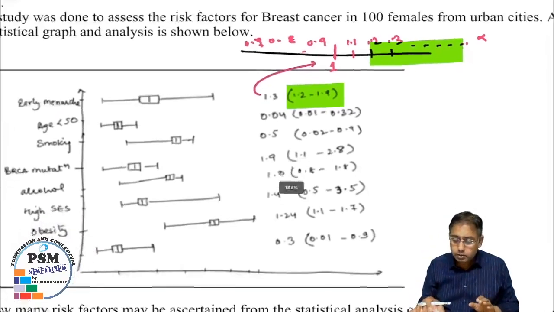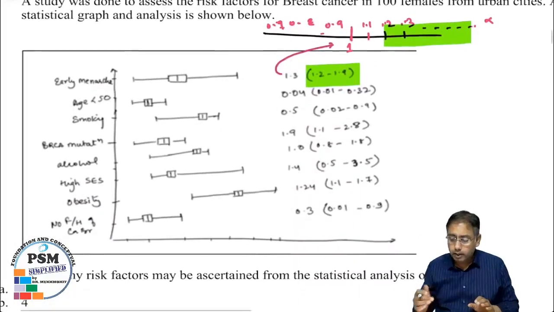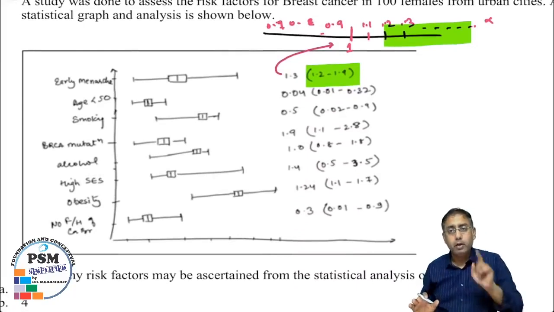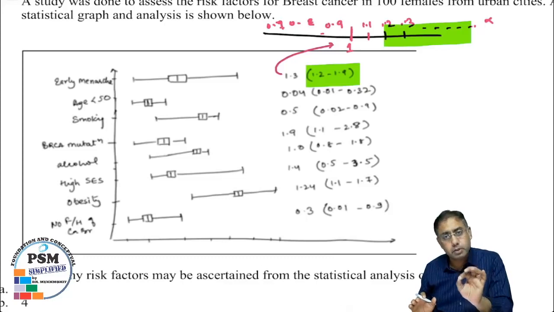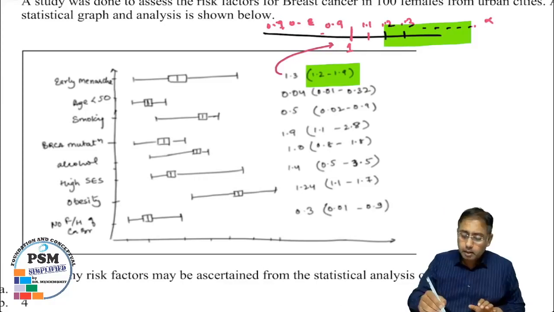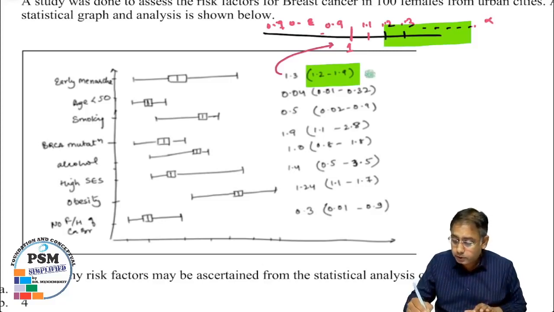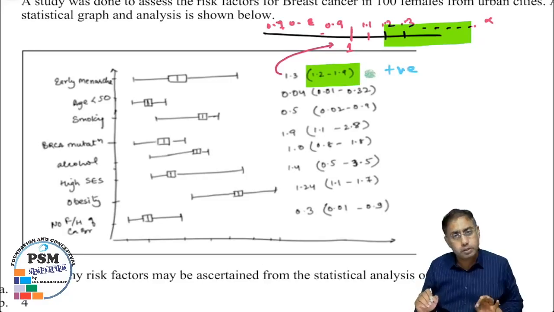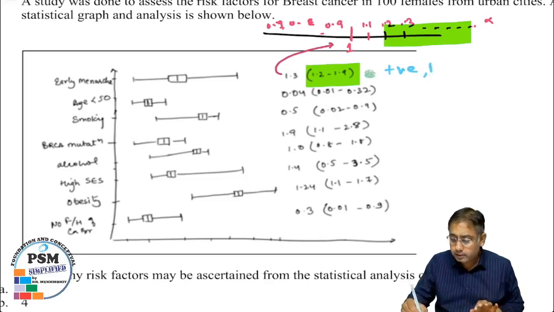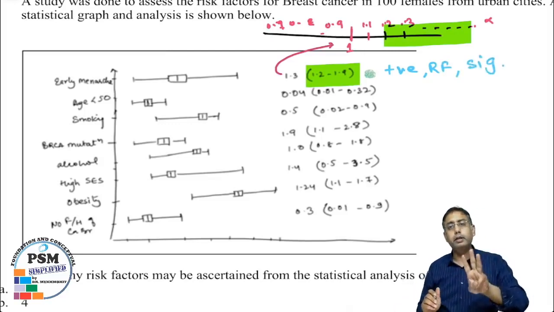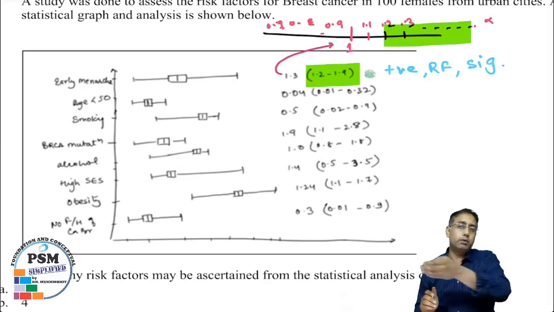So let me just go ahead and you'll learn something more. First, how do I interpret it? Odds ratio 1.3, that means a positive odds ratio. The confidence range is all in positive, that means it is positive. My comment on this is: this is a positive odds ratio, and this is a risk factor. It is a risk factor, and it is a significant risk factor. Three interpretations out of this line.